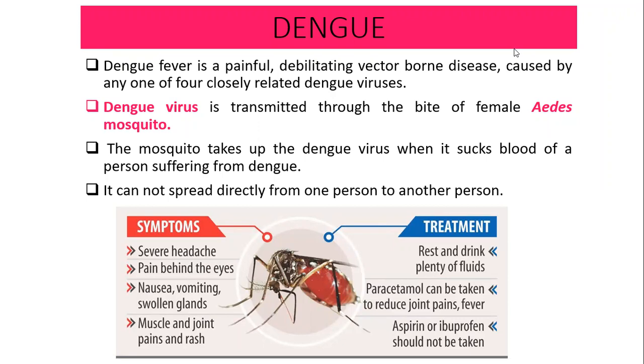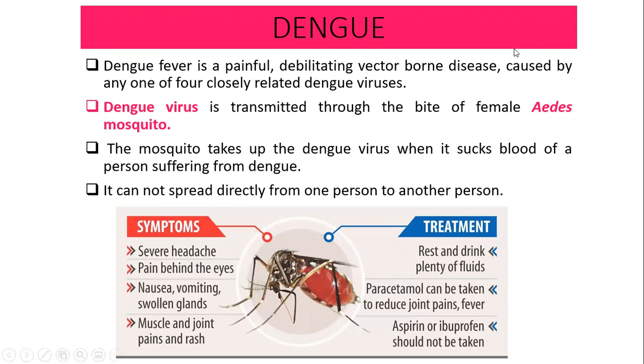If a mosquito bites a person infected with dengue virus, and the same mosquito goes and bites a healthy person, then it spreads. It cannot spread directly from one person to another person. It's not an infectious disease.